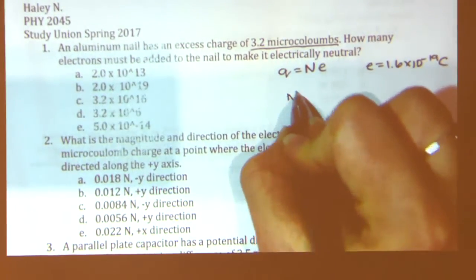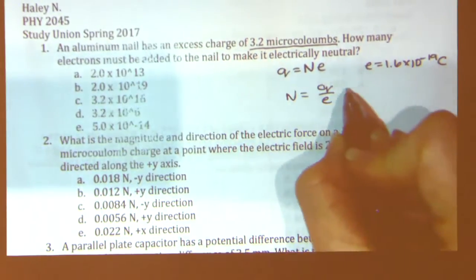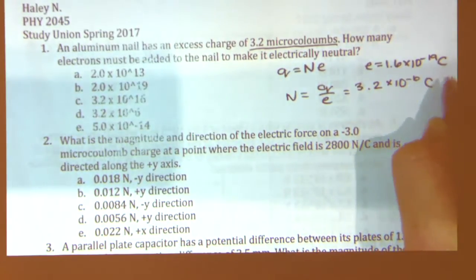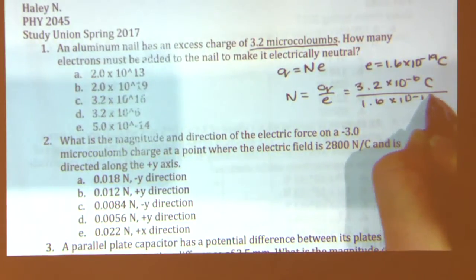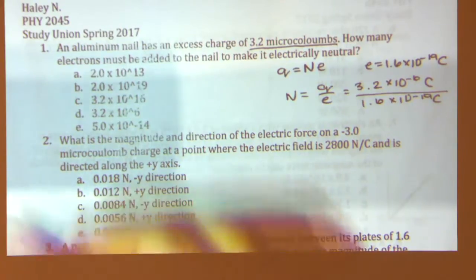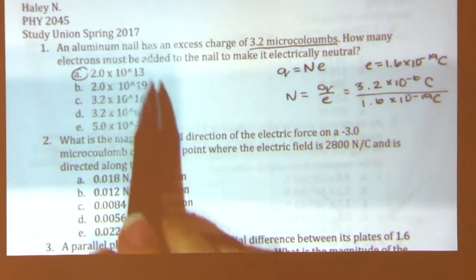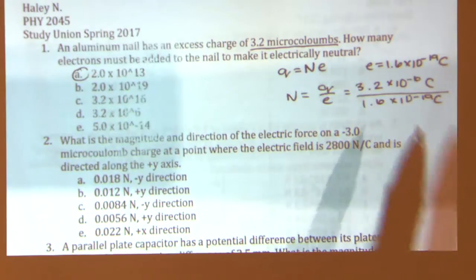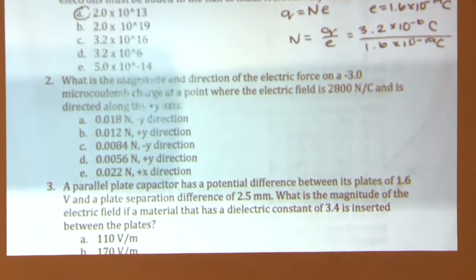And we can just use algebra. N is going to equal Q over E. They gave us the charge, 3.2 times 10 to the negative 6 coulombs over 1.6 times 10 to the negative 19 coulombs. And when you do that math out, you should get 2 times 10 to the 13. And remember that these will not have units because we're looking for N, and N is unitless. You're canceling out those coulombs. Okay. So on to the next one.